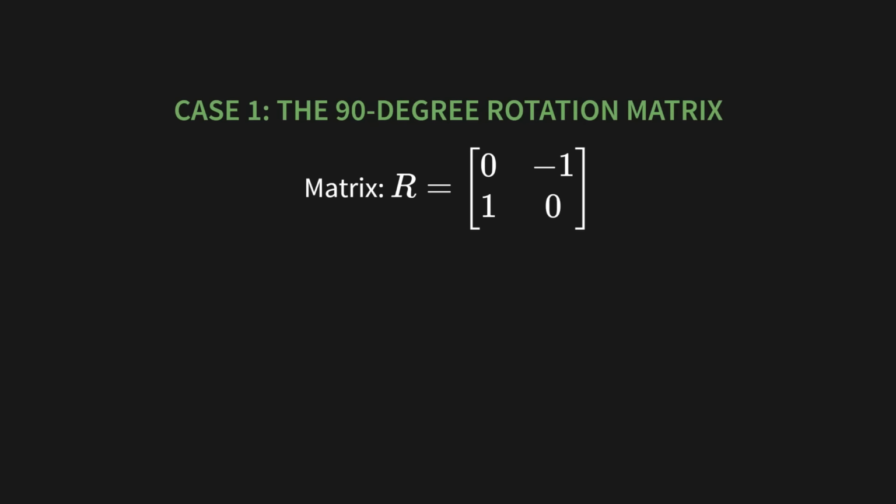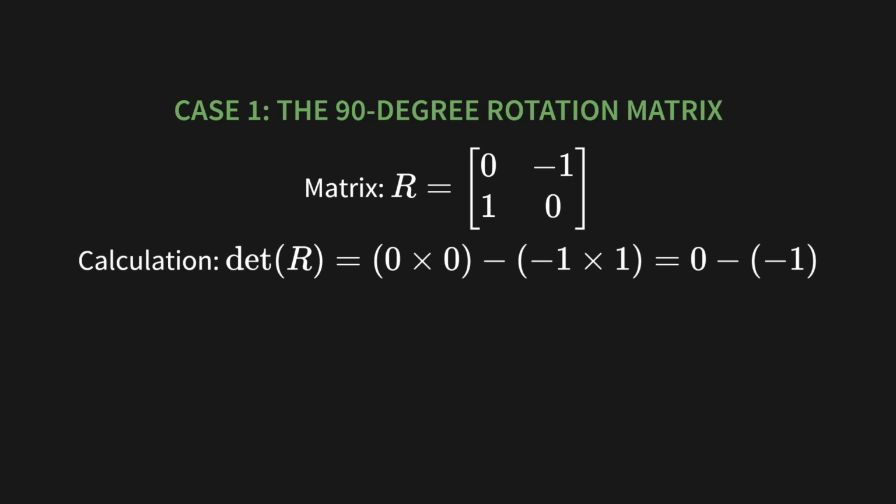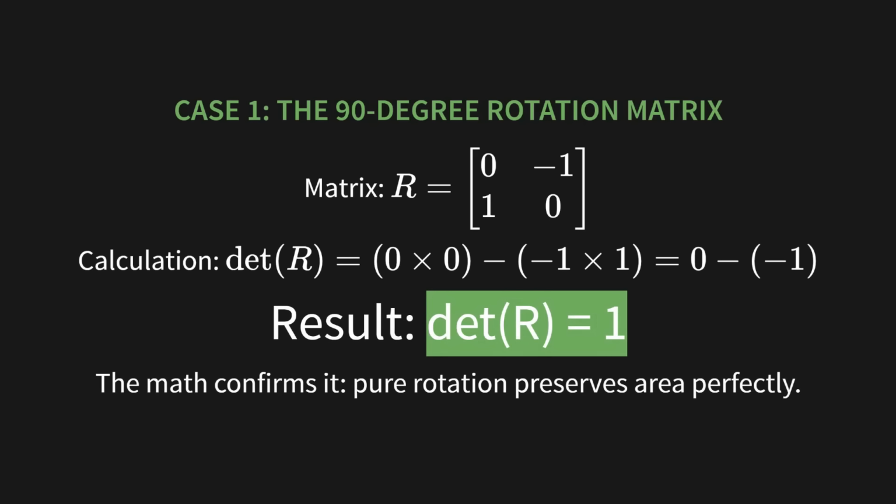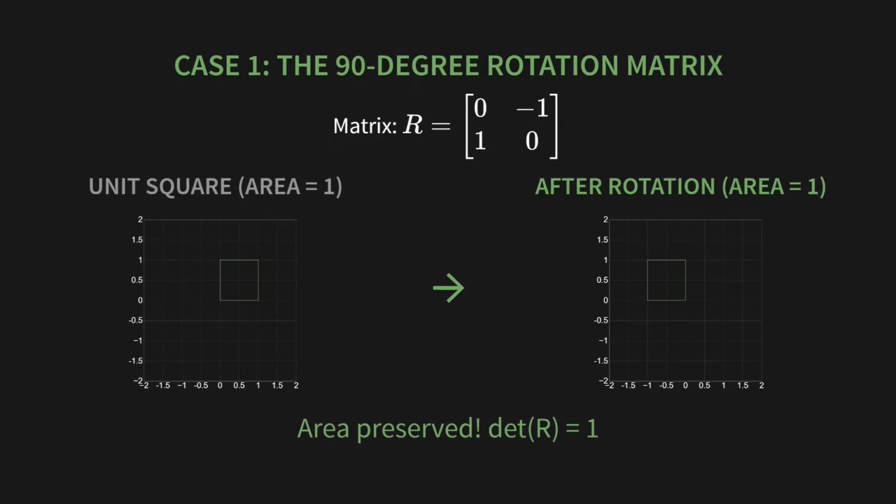First up, case 1, the 90-degree rotation matrix. The matrix R has rows 0, -1, and 1, 0. Let's do the calculation. The determinant of R is 0 times 0 minus -1 times 1. So that's 0 minus -1, which is 1. The result? The determinant of R is 1. The math confirms it. Pure rotation preserves area perfectly. You can see it here. The unit square just spins, but its area stays exactly 1.